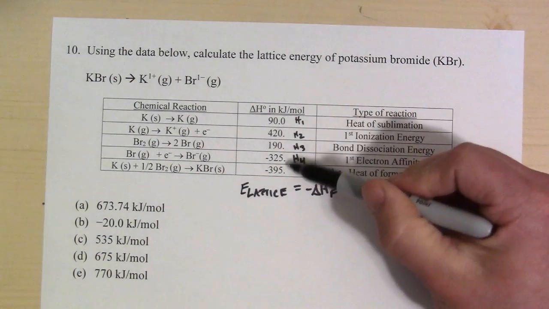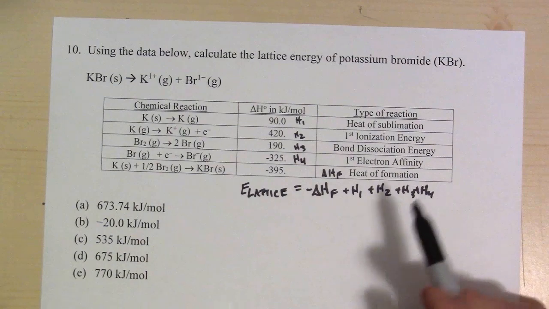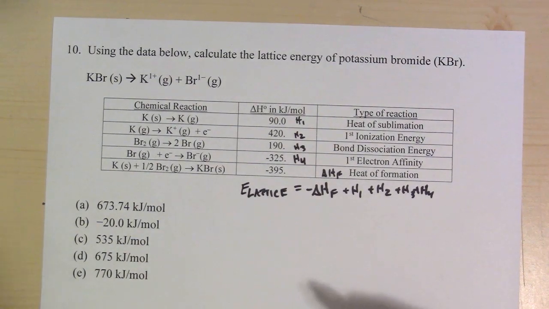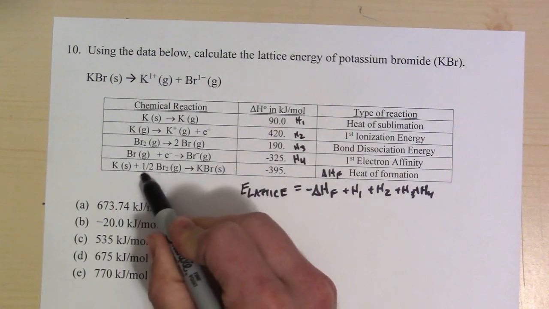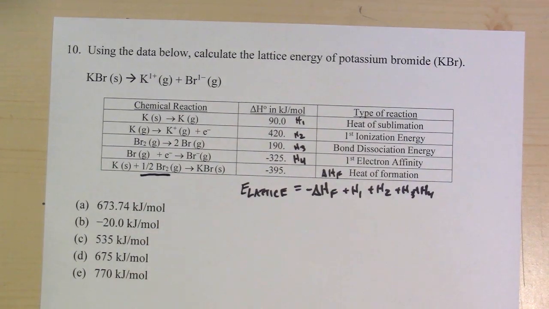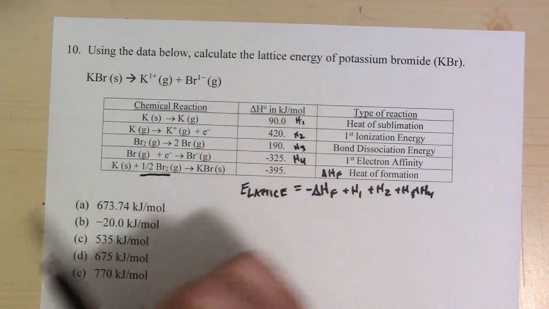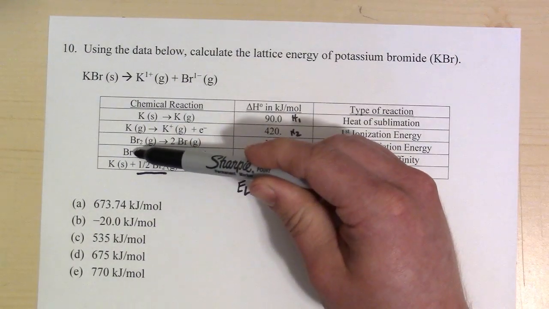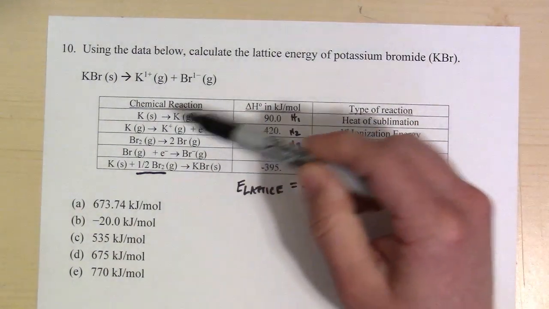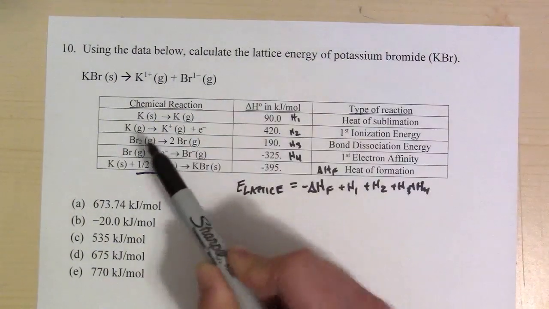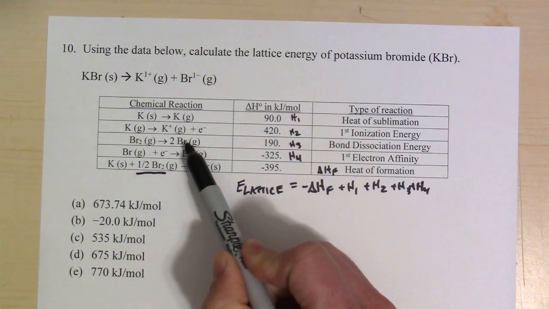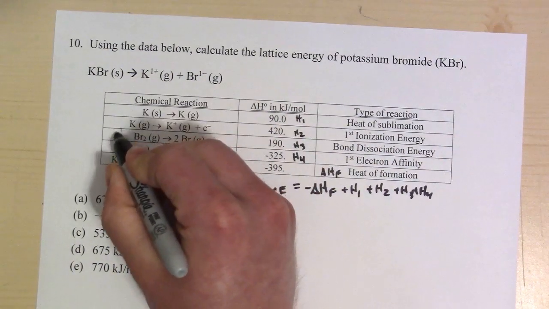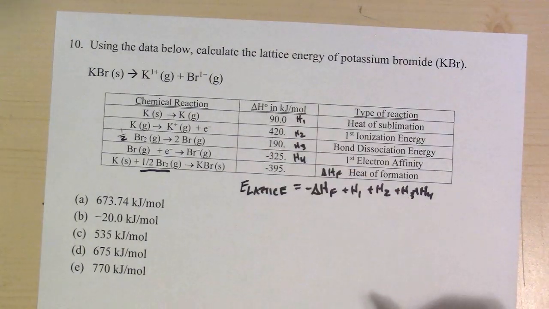When we plug these numbers into this equation, we should get the lattice energy, taking into account that we only require half of a Br2. Anywhere that we see a Br2, we need to divide that energy value by 2 to get the energy for a single bromine atom. For the electron affinity, it's just a single Br, so we don't need to divide. But for the bond dissociation energy, you're dividing Br2 into 2 bromine atoms, so we need to divide that value by half.